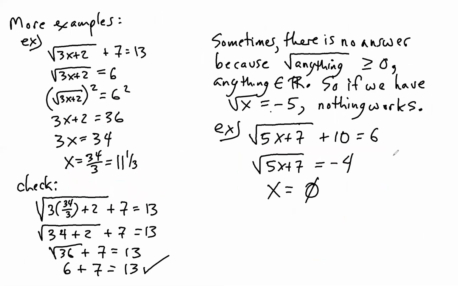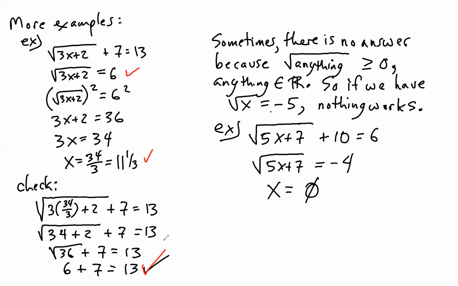So here's a couple more examples. All right, so the first thing I want to do is isolate the radical. I have plus 7 here, so I'm going to take away 7 from each side. And now I just have radical 3x plus 2 is equal to 6. Once again, square each side, solve for x. We get x is 11 and 1/3. Plug it in, make sure that it works.